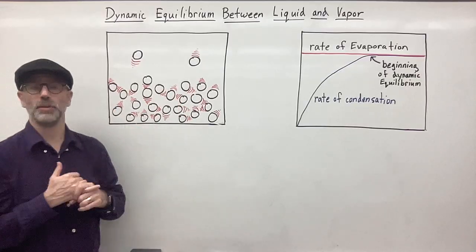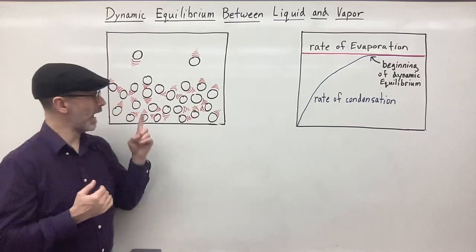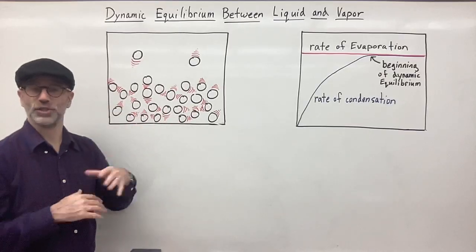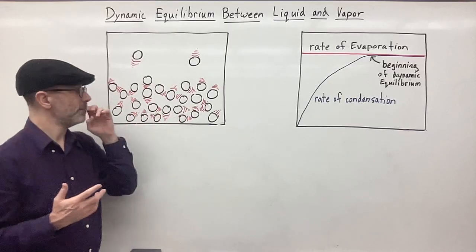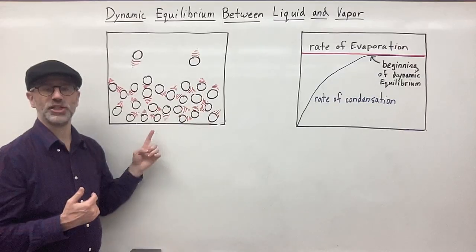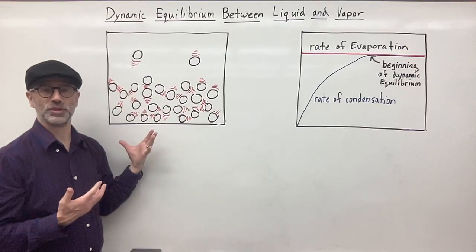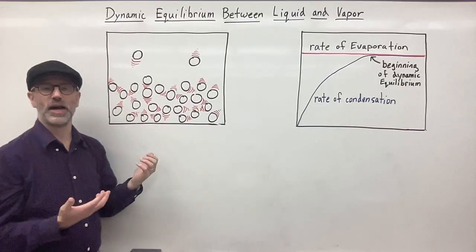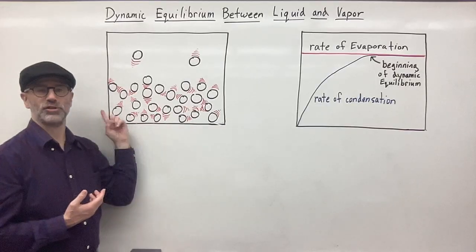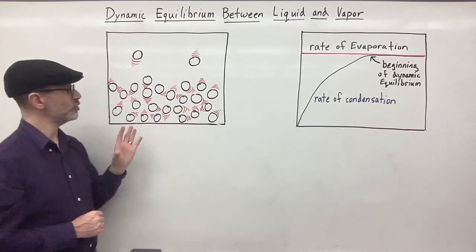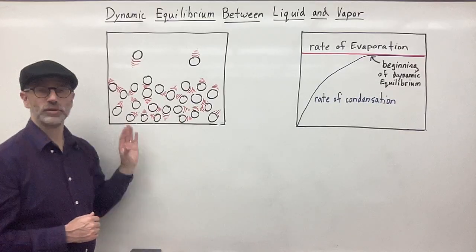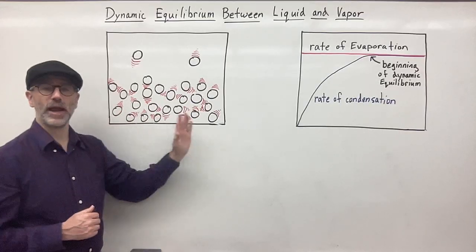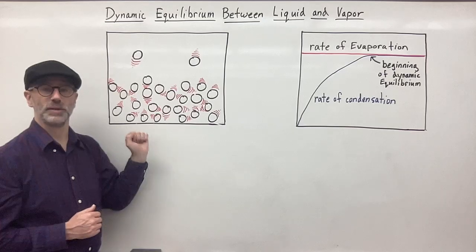We're not changing the temperature, so the average kinetic energy of the particles stays the same. And we're not changing the attractive forces between the particles. We're assuming this is water. Water has hydrogen bonding. That's not going to change. It's still hydrogen bonding. So throughout this whole time, the rate of evaporation should be constant.